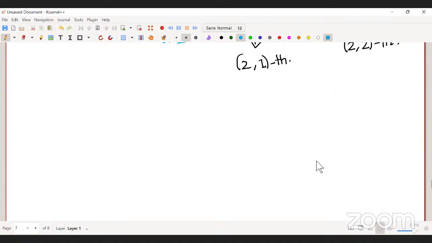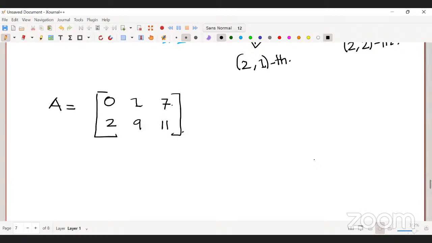So let me quickly take some other example. Let's say this one: 0, 1, 7, 2, 9, 11. First tell me, what is the order of this matrix?